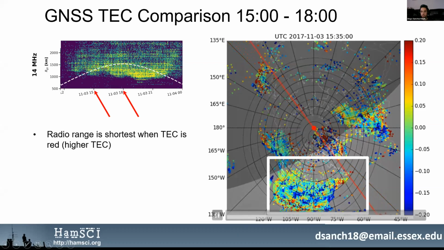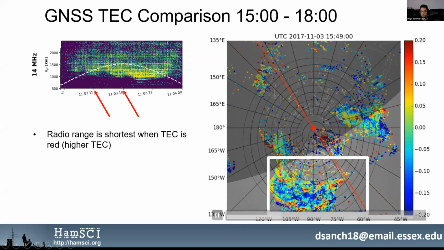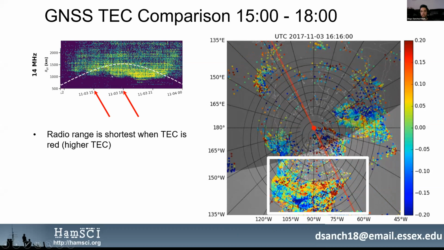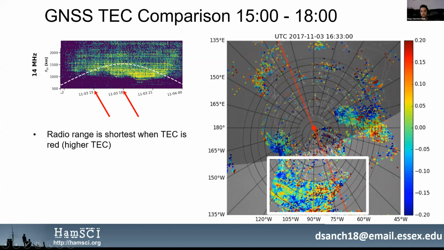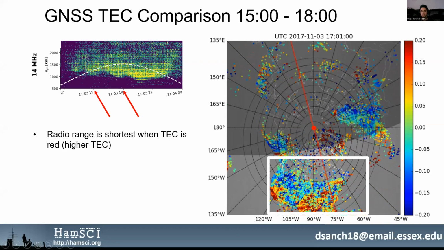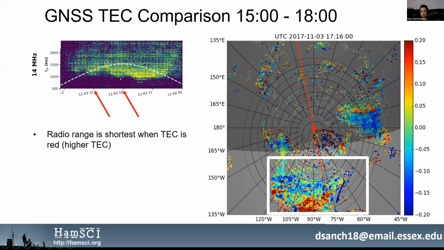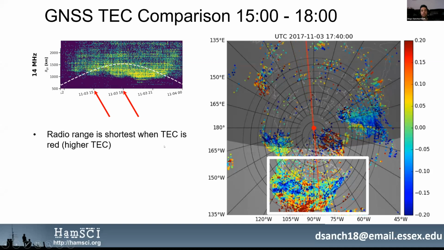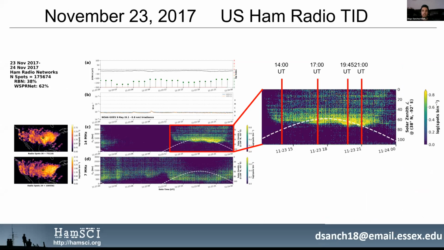Not as noticeable, but you see more bluish colors as it's coming out down here through the wave. And then back more red colors as it comes here towards 1800 hours. So we actually see the wave structures that we're seeing in the ham radio data lining up very well with what we're seeing with the GNSS TEC data.